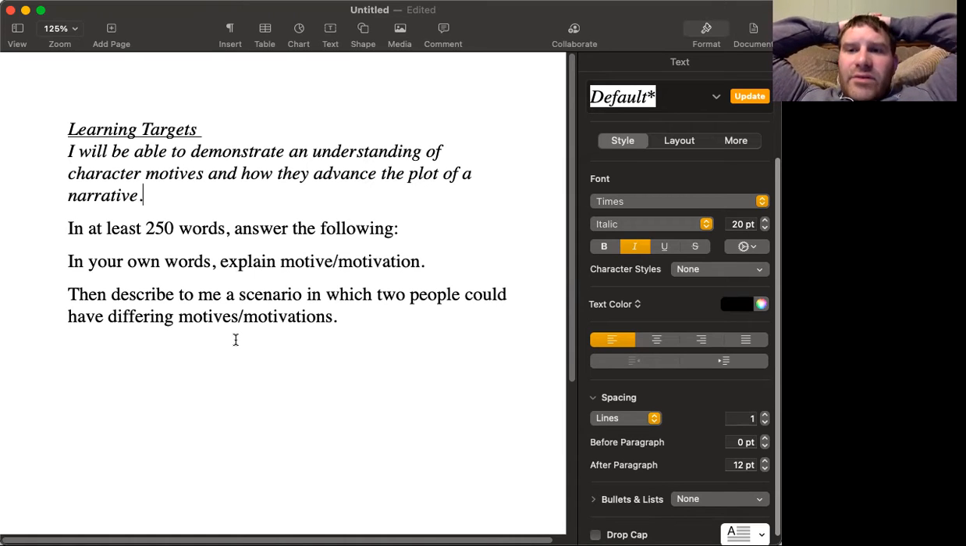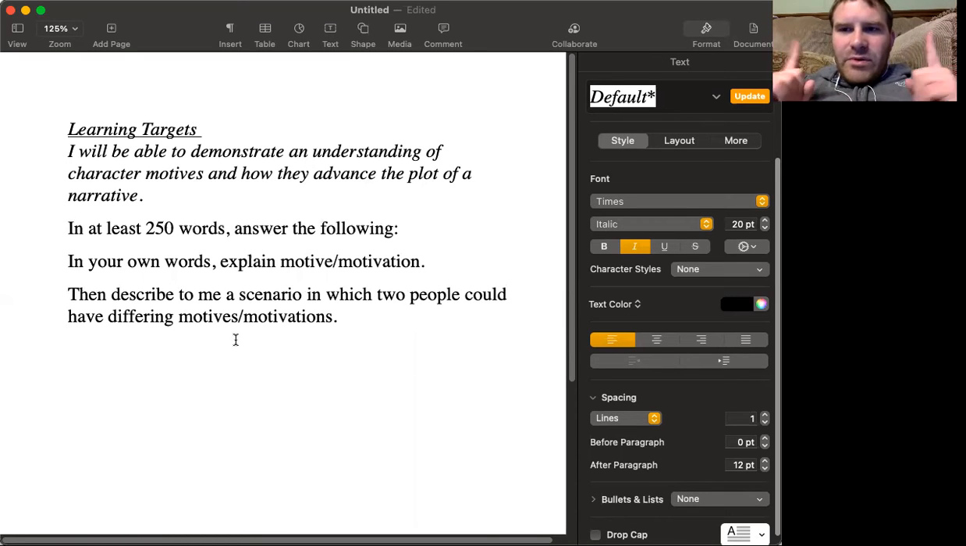And then, after you've explained what motivation or motive is in your own words, I want you to describe to me a scenario in which two people could have differing motives and motivations. Take a real world scenario that you can think of. It could be personal or it could just be made up. It's perfectly fine. But I want you to tell me when two different people have differing motives, what will happen? What is person one's motive? What is person two's motive? And what happens as a result of them having two different motives?